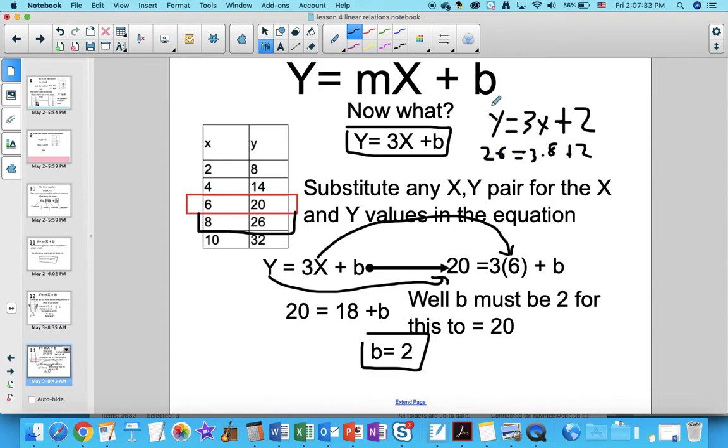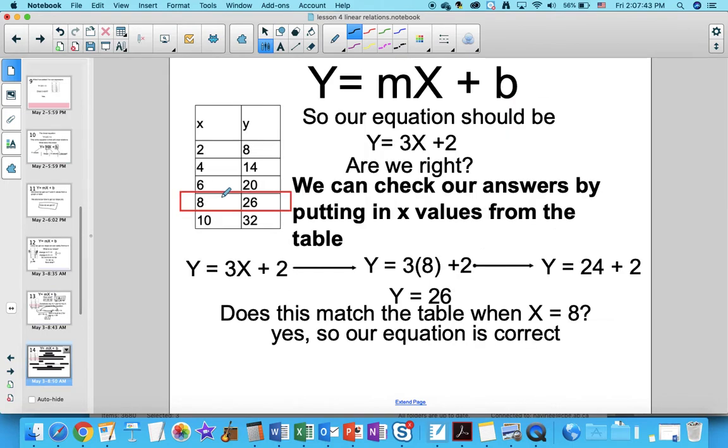So we've proven that 3x plus 2 is the linear equation for this table. And that's it. So our equation should be y equals 3x plus 2. You can check your answer by just picking any row, replacing the x and y values, and seeing if it matches.